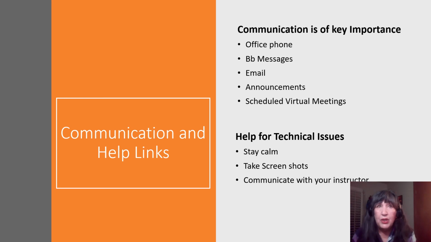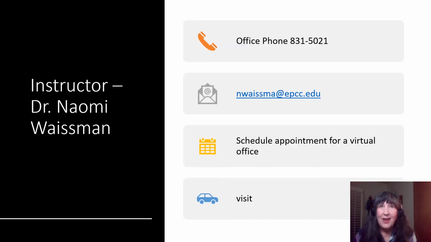Now, if there are issues with test taking, please communicate with me. There are several ways of communicating: phone, messages, emails, or we can schedule a virtual meeting. And if you have a technical issue, stay calm. The important thing is to take a screenshot and make sure that you have evidence of trying to communicate with me as soon as possible. That always makes the conversation a lot more pleasant. Remember, these are the ways that you can contact me.